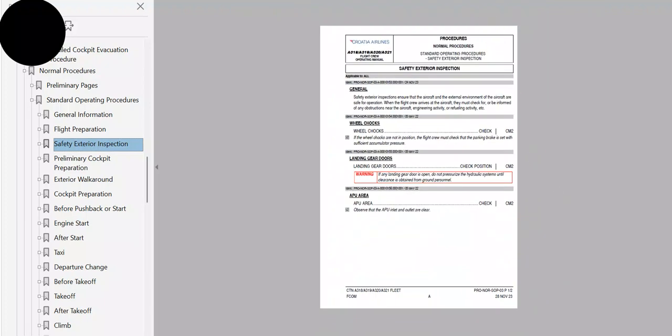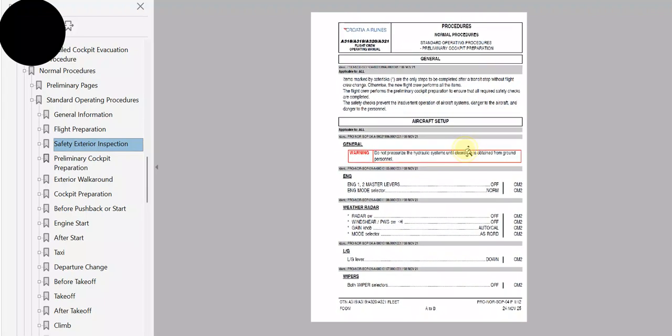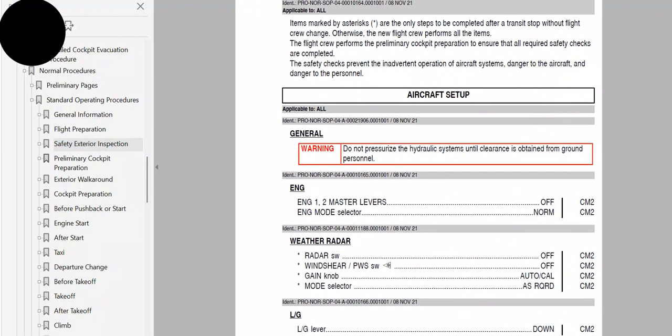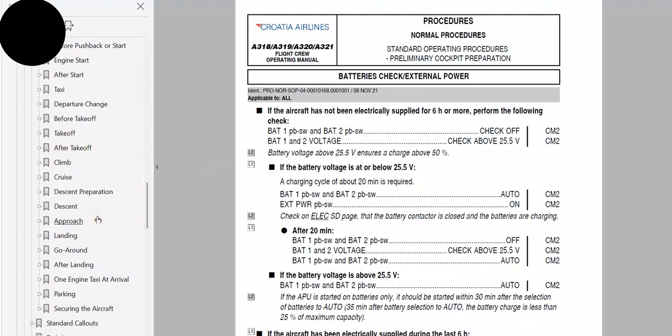Then when we go further on the next page to the preliminary cockpit preparation, I will just enlarge it a little bit. Then you can see who is doing what in this phase of the flight, and also a little more explanation of how this check needs to be done. This is not very user friendly because you need to read page by page and so on.